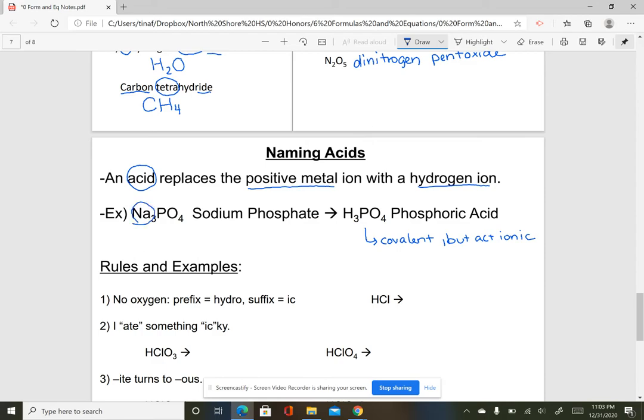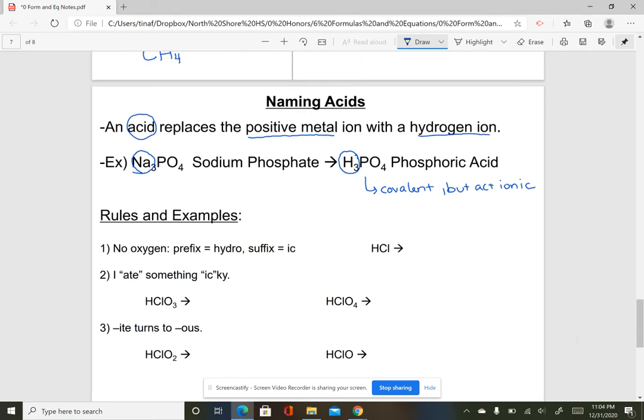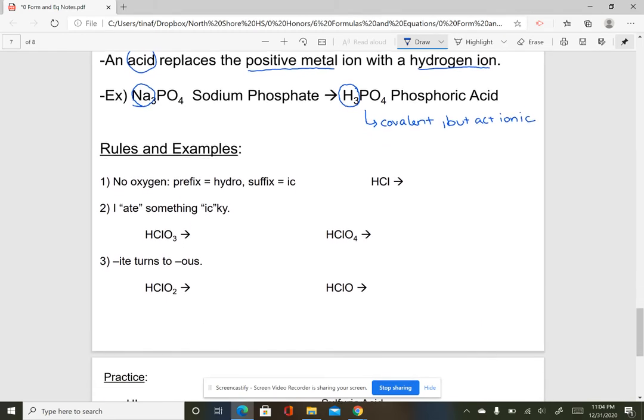So here I have sodium phosphate, right? It's an ionic compound. I have a metal and a polyatomic ion. This is phosphoric acid. They took out the Na, the sodium, they put an H there. Hydrogen is in group 1. It does become a positive ion, but it's not a metal. So acids are in this weird category of their own. They look covalent, they act ionic. There's a totally different way of naming them and writing their formulas. Okay, so let's take a look at the rules and examples.